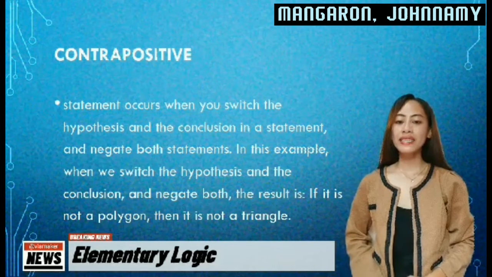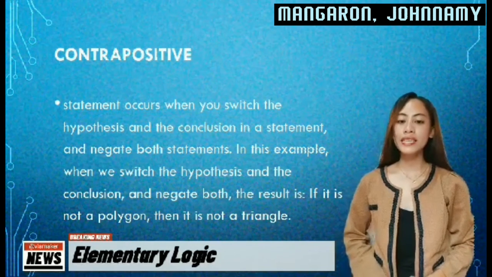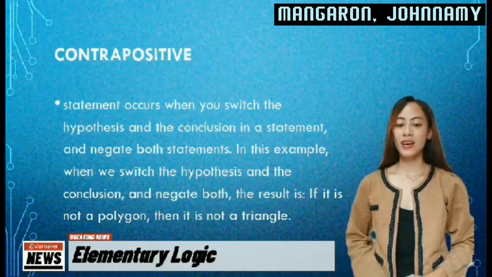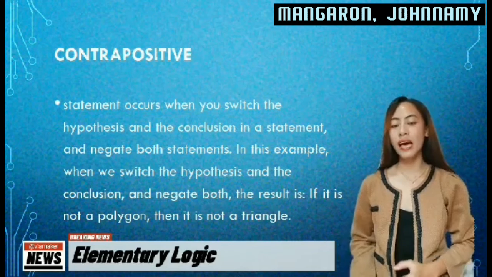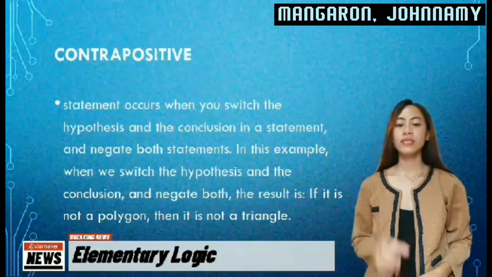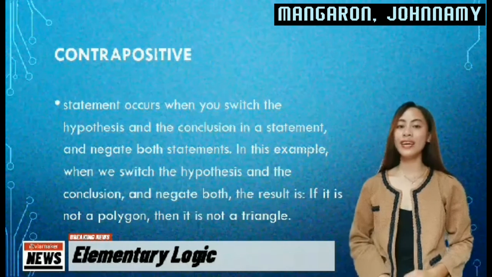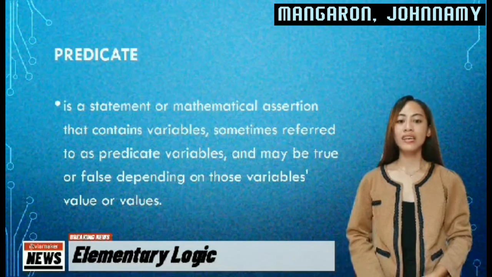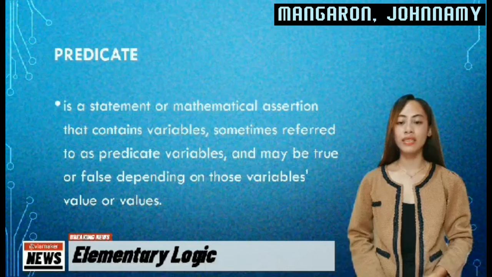Contrapositive. A contrapositive occurs when you switch the hypothesis and the conclusion in a statement and negate both. In this example, when we switch the hypothesis and the conclusion and negate both, the result is, if it's not a polygon, then it's not a triangle. And last is the predicate. A predicate is a statement or mathematical assertion that contains variables, sometimes referred to as predicate variables, and may be true or false depending on those variable values.